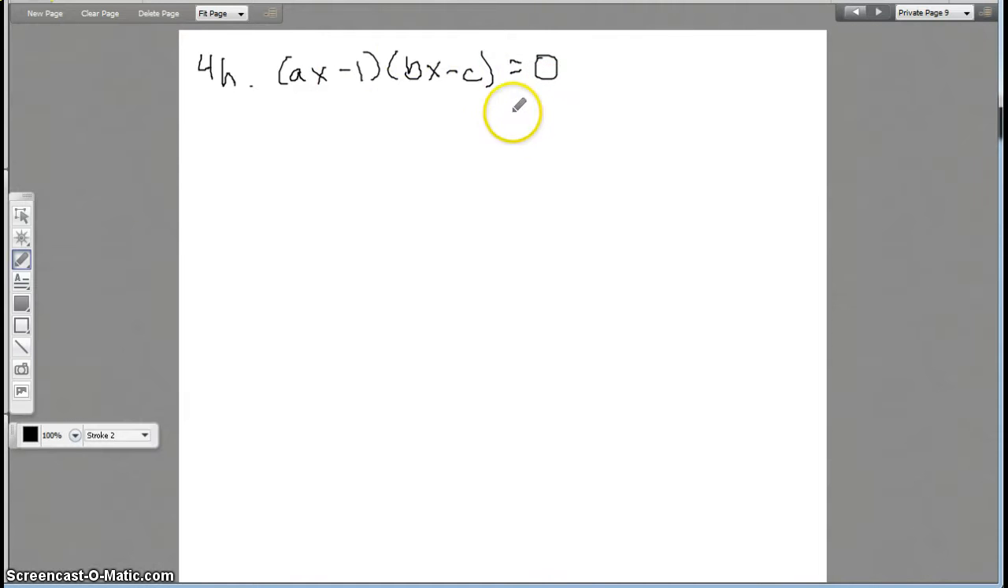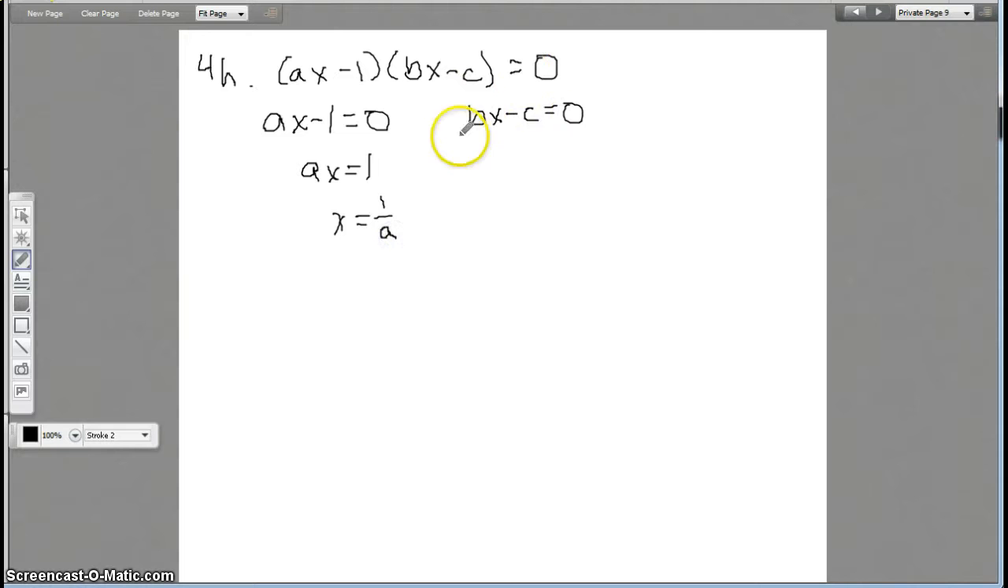By the zero product rule, we know if we multiply things to make 0, then any of the factors can be 0. So we're going to write ax minus 1 equals 0 and bx minus c equals 0. So to solve the left equation, we would add 1 to both sides to get ax equals 1. And then we would divide both sides by a to get x equals 1 over a.